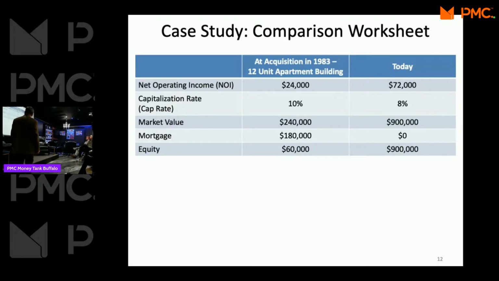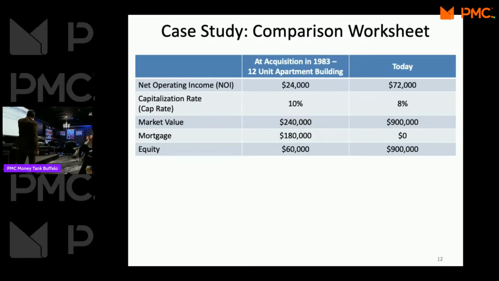All right. At acquisition, back in '83, again, we bought that property on a 10 cap. Here we are today, you're probably looking at about an 8 cap. There's your difference of value, as long as the net operating income went from 24,000 to 72,000. So now apply your cap rate and look at your value. Okay.